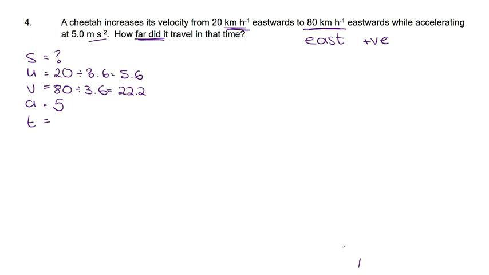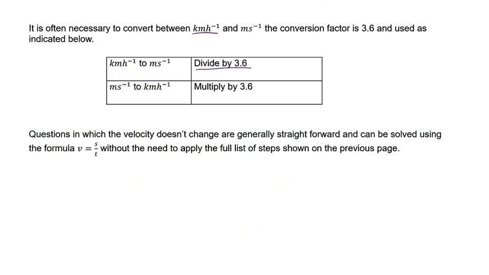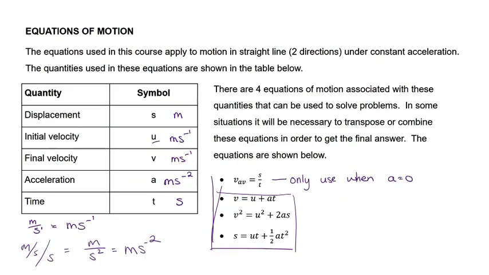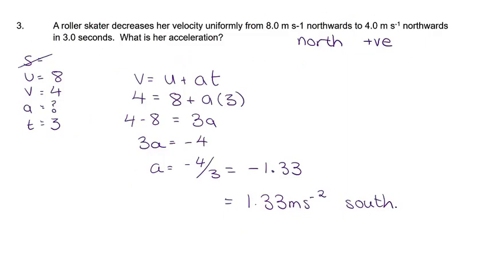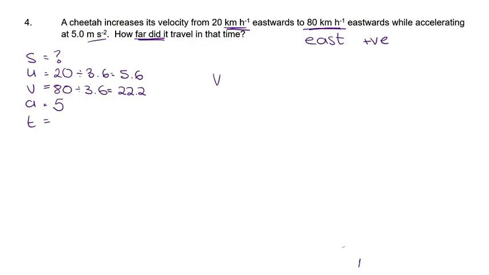So the variable we're not interested in is T. So I need to choose the equation that does not have a T in it. So I go back. The one without a T in it is the second one here. V squared equals U squared plus 2AS. Okay, so V squared equals U squared plus 2AS. Now, let's write in the values.